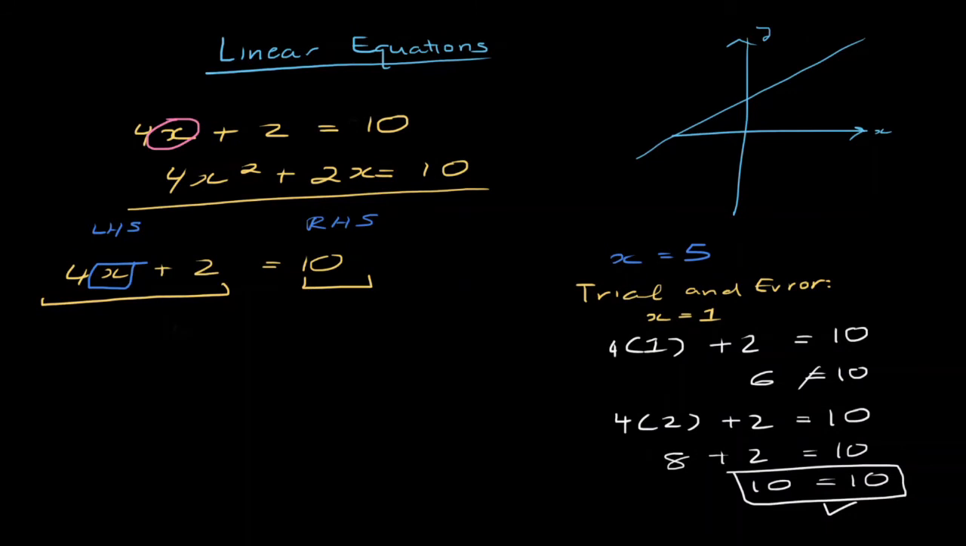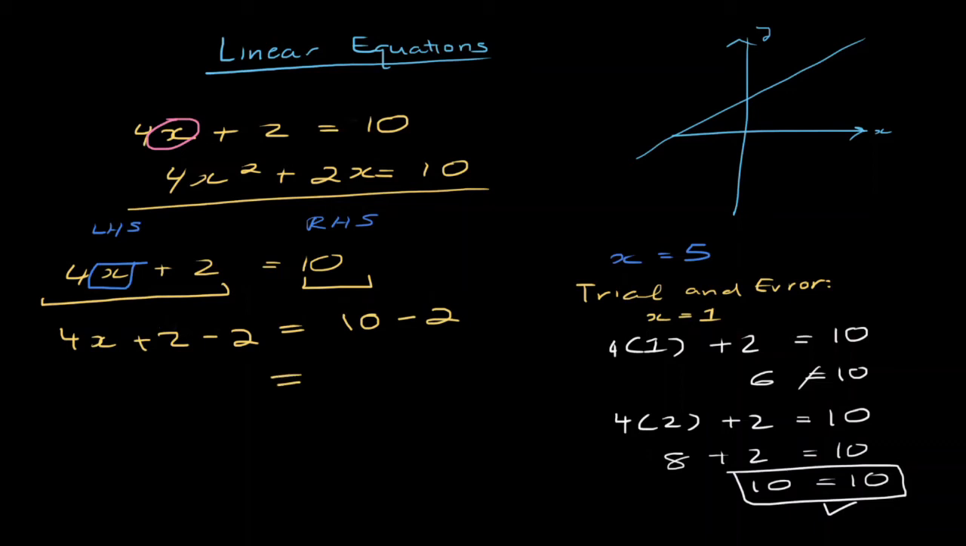So now we see that 4x is together, but 2 is there by itself. The first thing we can do is start removing numbers that aren't attached to the x or aren't part of the x. So what we could do is 4x plus 2 minus 2, that would get rid of the 2. So you just do the inverse operation. If you're adding, you can subtract. And then you have to make sure you do the same thing on the right-hand side.